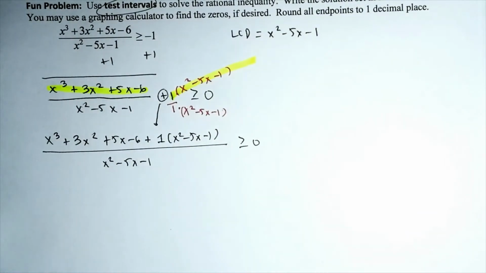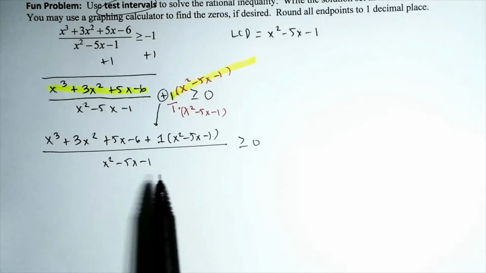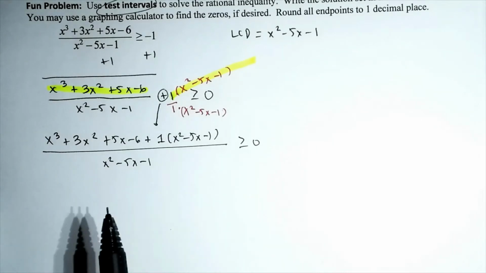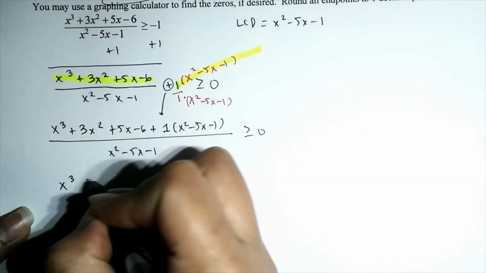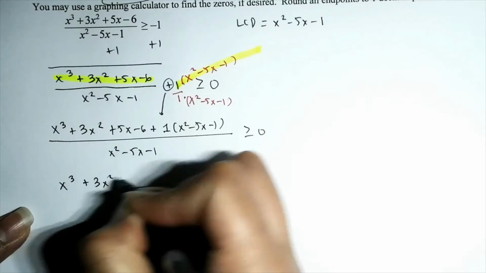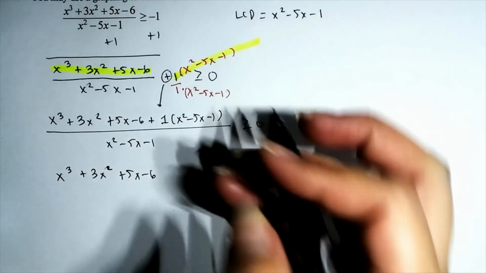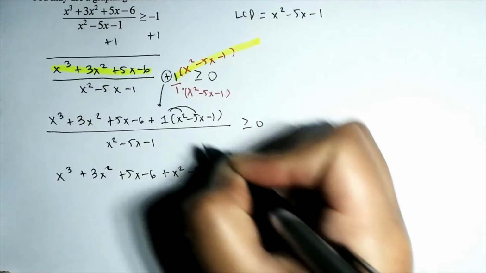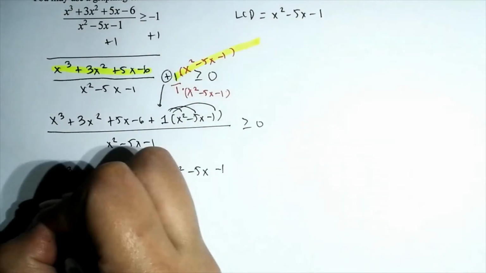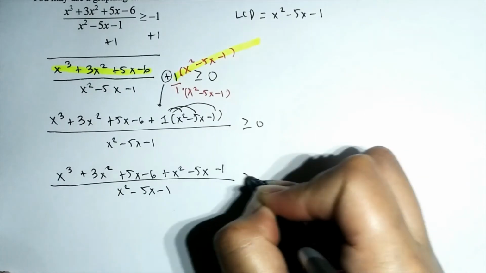To solve a rational inequality, we want 0 on one side, checked, and a single fraction on the other, checked. But let's make sure we simplify the fraction itself. Let's distribute that 1 and then combine the like terms. So we have x cubed plus 3x squared plus 5x minus 6. We distribute that 1, which gives us plus x squared minus 5x minus 1, all over x squared minus 5x minus 1, greater than or equal to 0.